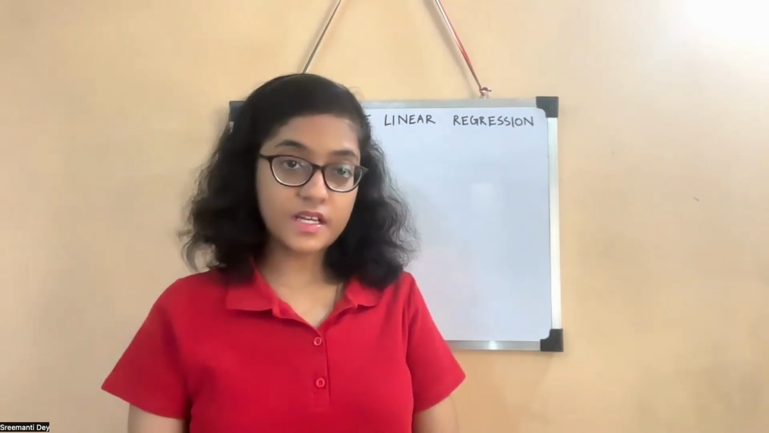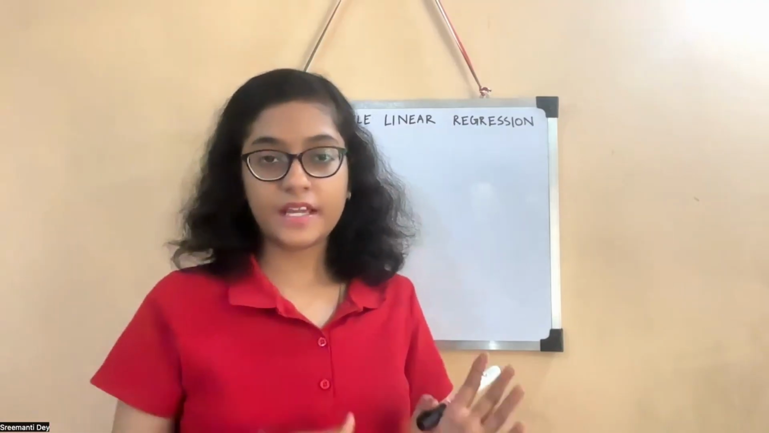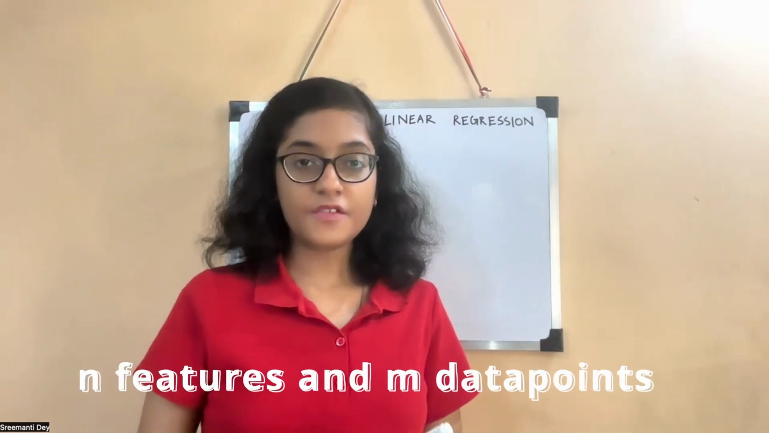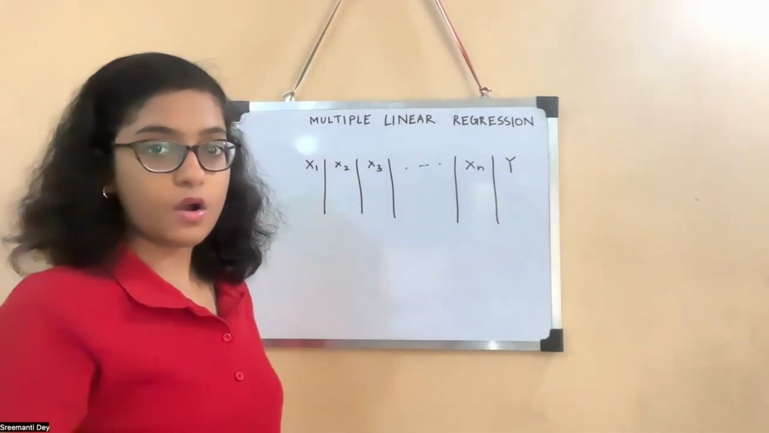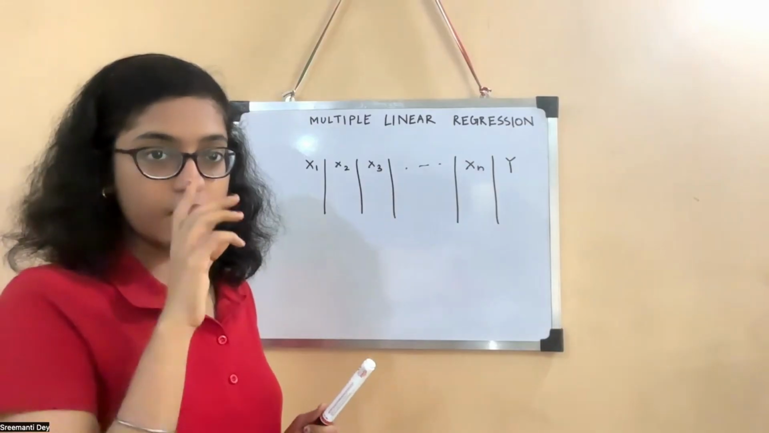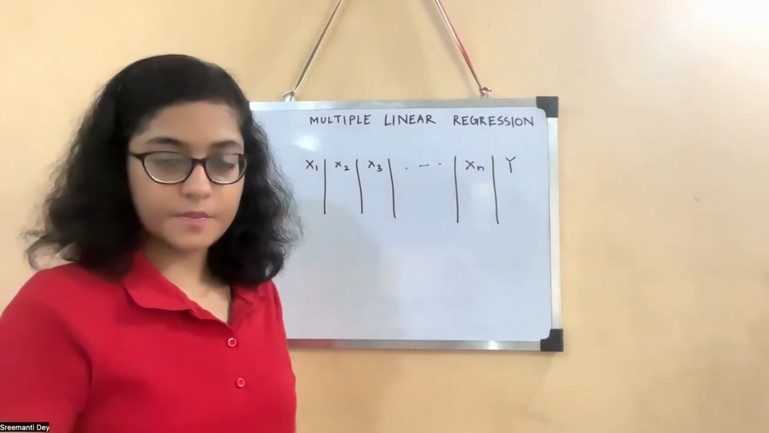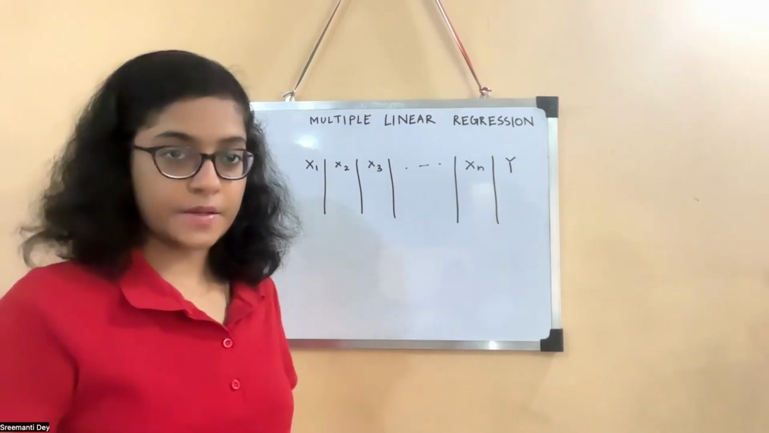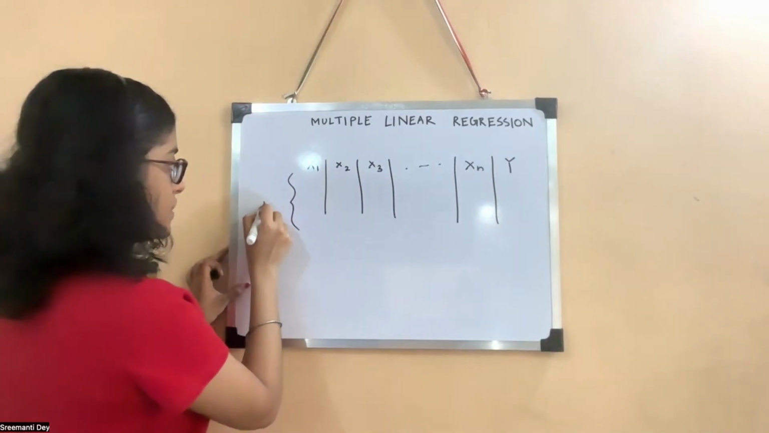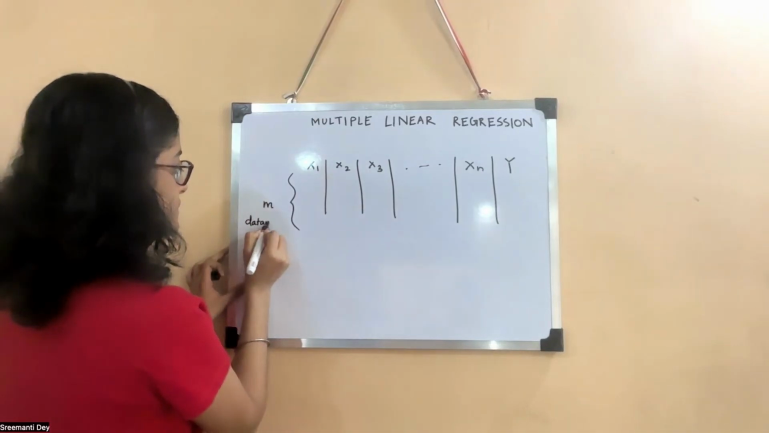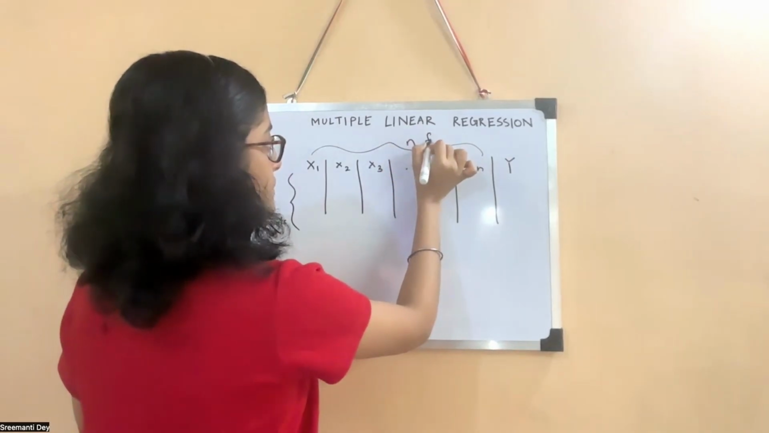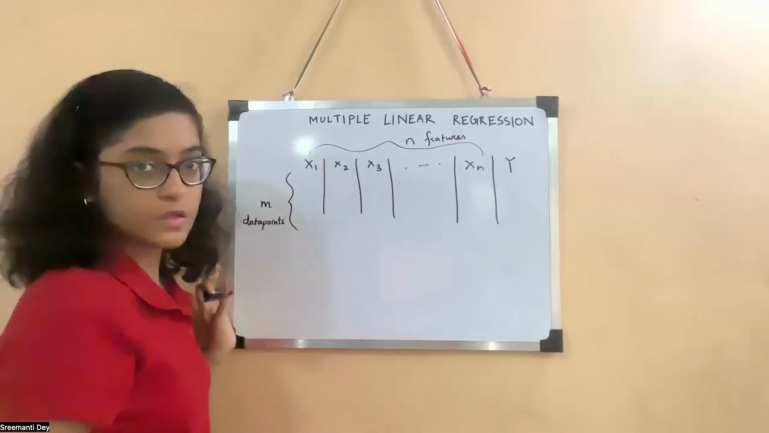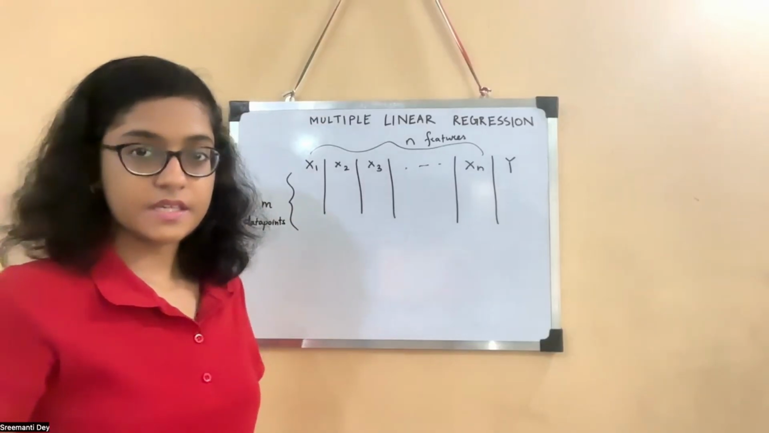So the first thing that comes is, what is the dataset? The dataset looks something like this. We'll have around n features, and we'll have m data points. These all xi's, x1, x2, x3, xn, these are all n features, and y is our target variable. So total we have m data points. This is very important to understand. Total we have m data points and n features.